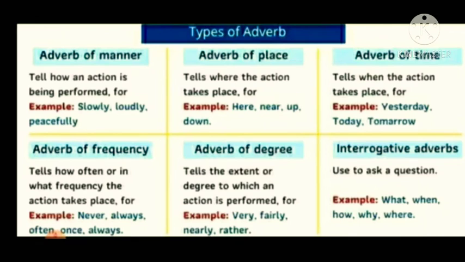And the last is interrogative adverbs. The name itself suggests that they are question words used to ask a question. They are always used to ask a question. For example, all the WH words like what, when, how, why, where. So these are our 6 kinds of adverbs. Now let us learn about them in detail one by one.